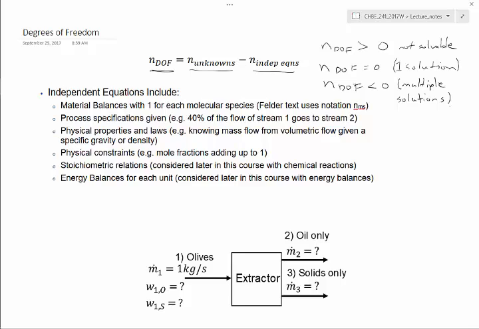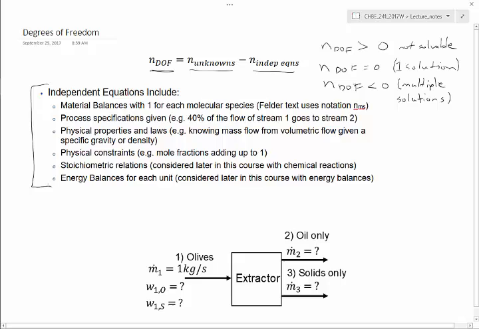Now here, what we mean by independent equations is a variety of things that we might classify as independent equations. One is material balances, one for each molecular species, and the textbook uses this notation NMS in the Felder textbook. Process specifications, which are usually something that's given, so they might say in a problem 70% of a certain flow goes into a certain stream. In this case, 40% of a flow of stream 1 goes into stream 2.